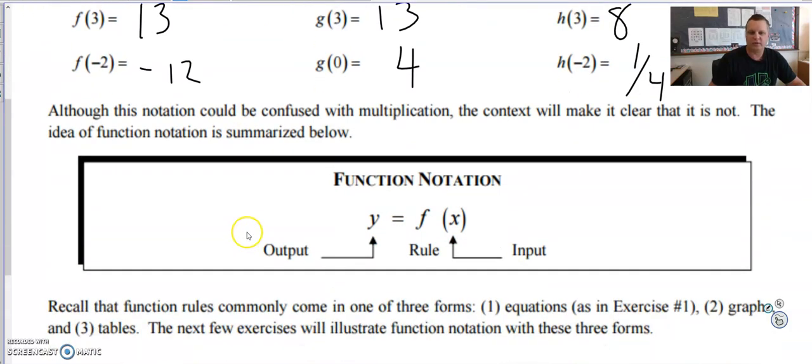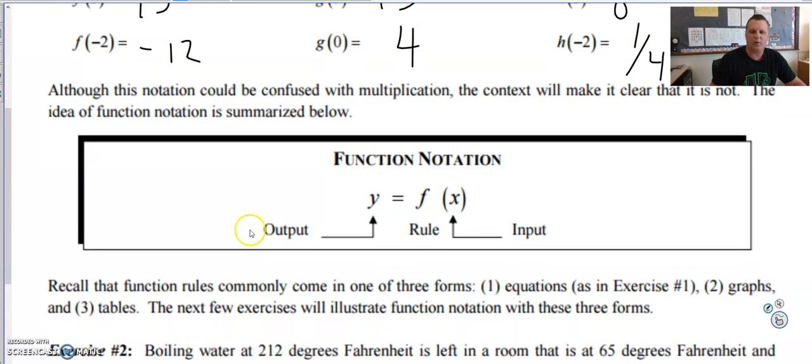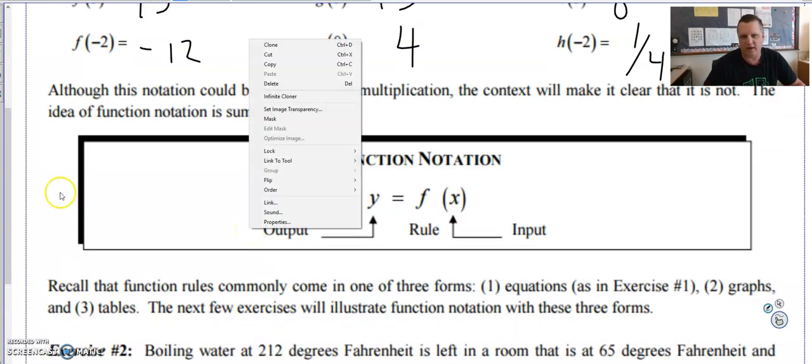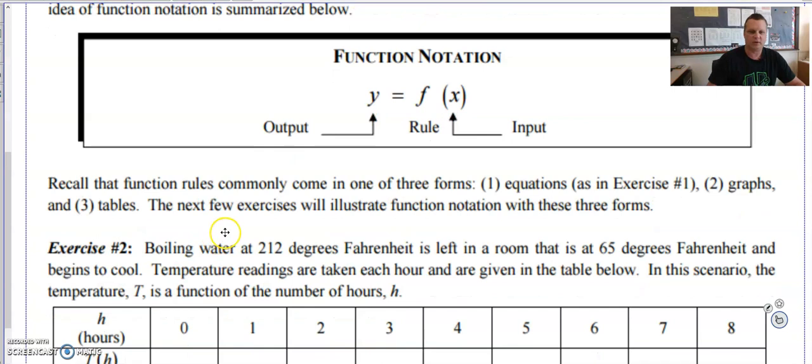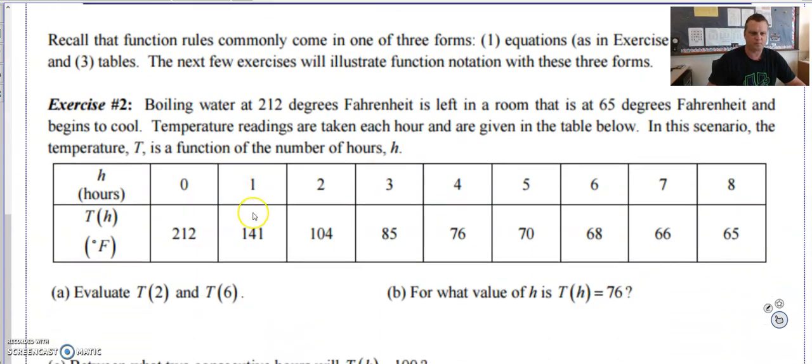And here's your function notation. Y equals f of x. X is the input. Y is the output. F of x is the function of x. So recall the function rules commonly come in one of these 3 forms. Equations, like exercise 1, graphs, and tables. Now we're going to look at a table.